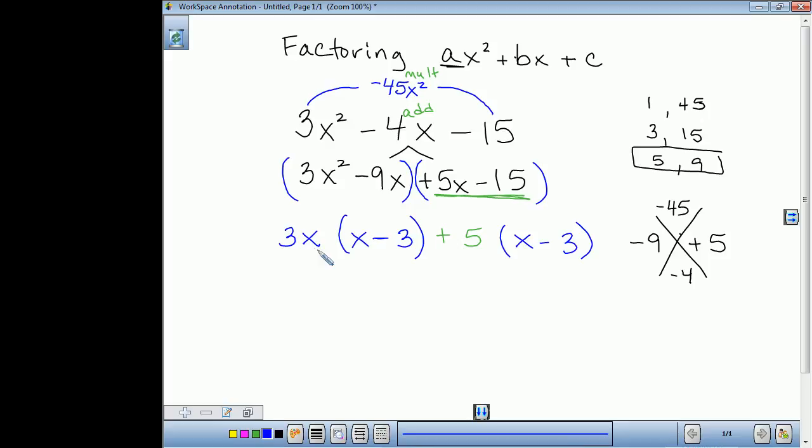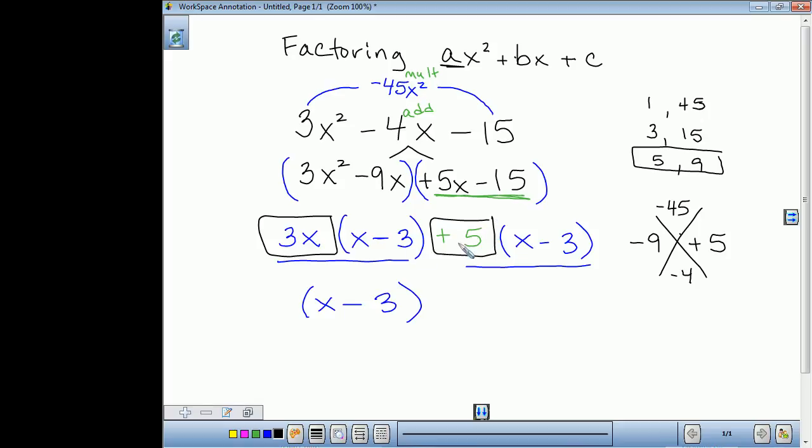All right. Now, these two have the x minus 3 in common. The x minus 3 is a common factor for this term and that term. So we can factor out that common factor, and then we group what is left. This is left, and this is left. So we group what is left when we factor out the common factor.